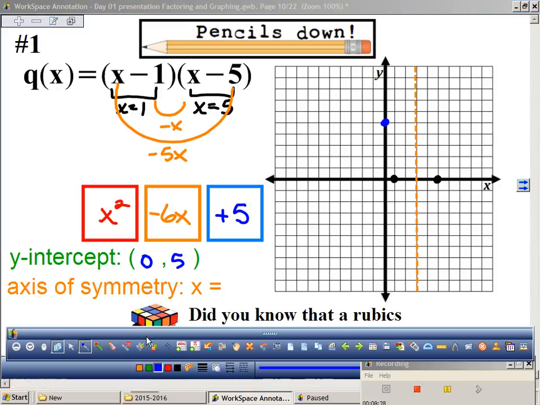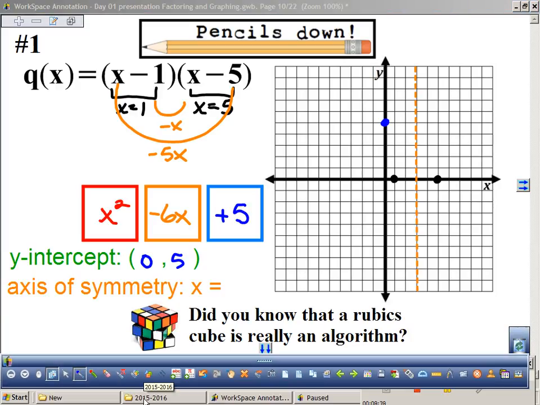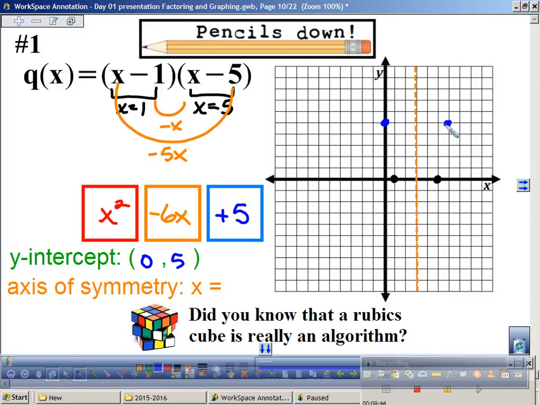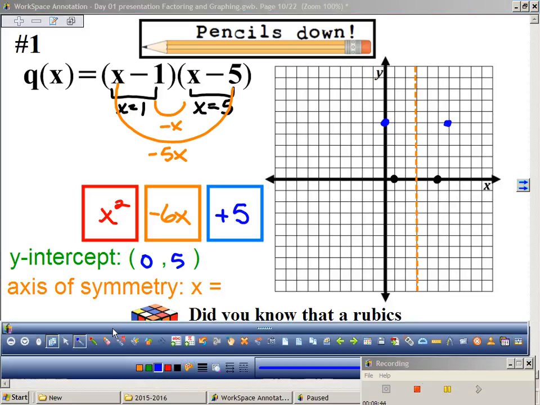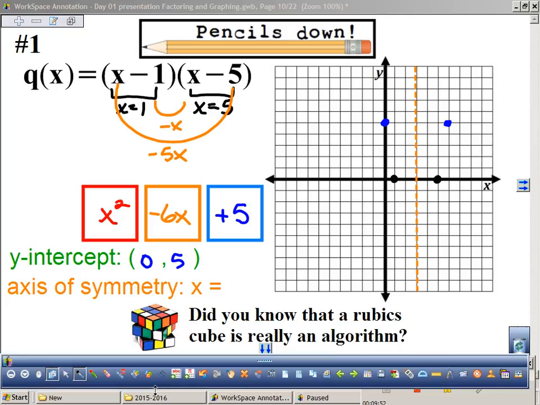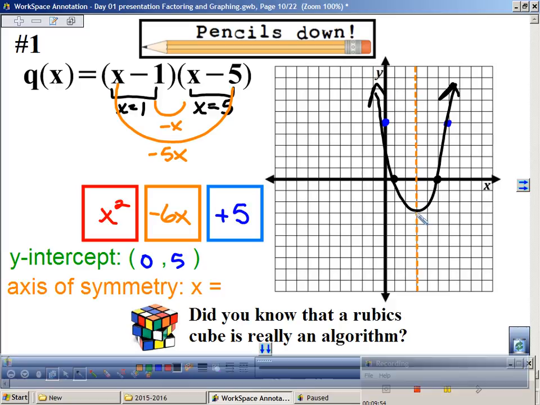There's one more point I could plot here. I know that parabolas are symmetrical. So if this is 1, 2, 3 away from the axis of symmetry, I could also go 1, 2, 3 in the other direction. And now I have enough information to sketch the graph. I'm not worrying about the vertex right now. We're going to do that in a couple days. Tomorrow.